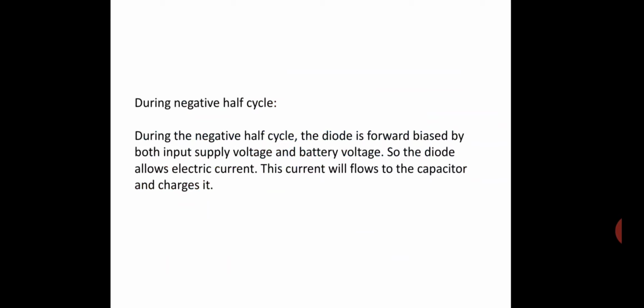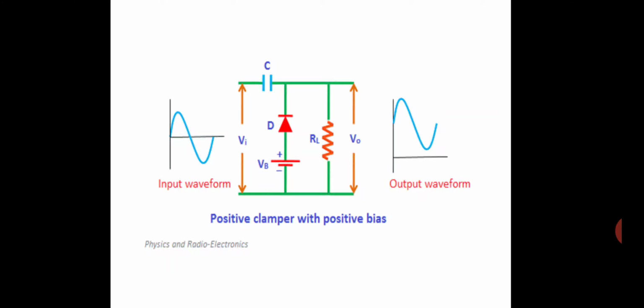During the negative half cycle, the diode is forward biased by both the input supply voltage and the battery voltage, so the diode allows electric current. This current will flow to the capacitor and charge it.